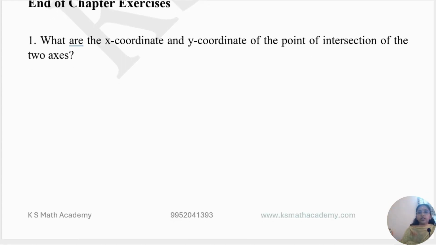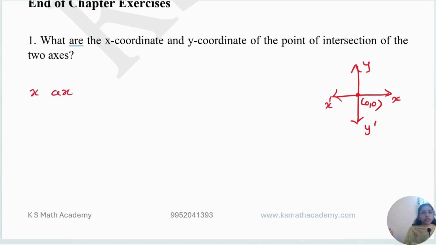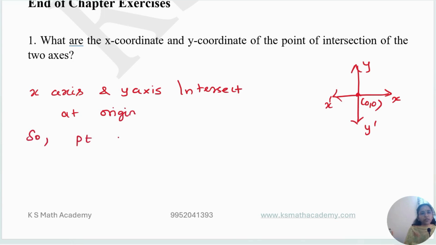So you know this is our x axis, x dash, and this is our y axis, y dash. So the meeting point here is origin, that is 0, 0. So you can write your answer as x-axis and y-axis intersect at origin. So point of intersection is 0, 0. That is the origin point.